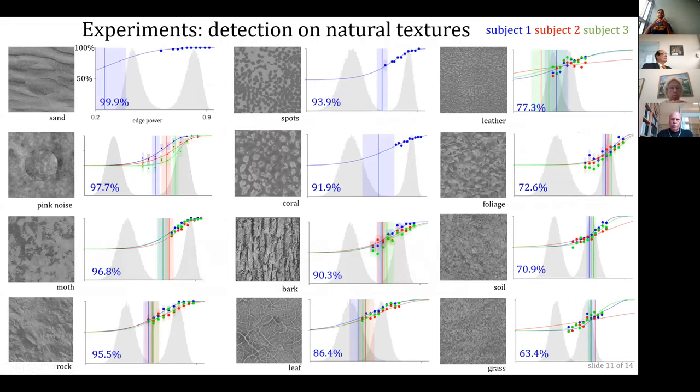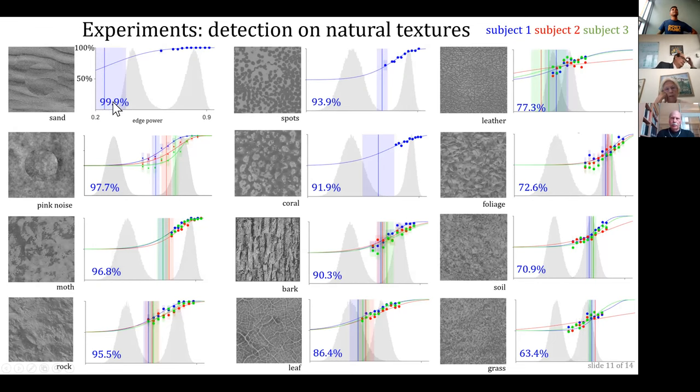There is an algorithm with which you can take an image of some texture, and then use the algorithm to generate many, many random samples of it, which is what we use to generate the stimuli for these experiments. You can see the performance curves for up to 3 subjects. In some cases, I didn't get data on more than 1 or 2 subjects across these different naturalistic textures.